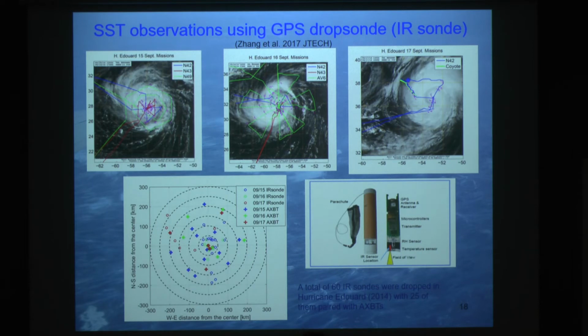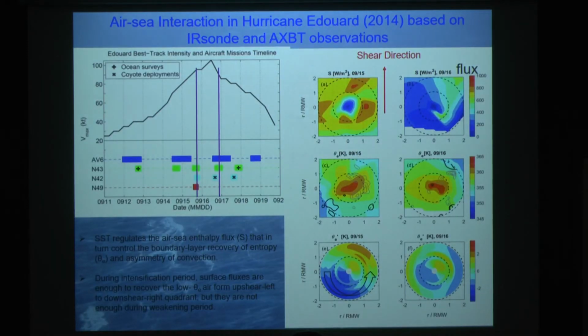Then I used the combination of the dropsondes, IR sensors, and the AXBT data to look at the air-sea structure and try to look at the boundary layer recovery problem. This is an interesting observation. The black line here shows the storm intensity of Hurricane Edouard as a function of time. You see that from September 11th to 16th, the storm intensified and then weakened.